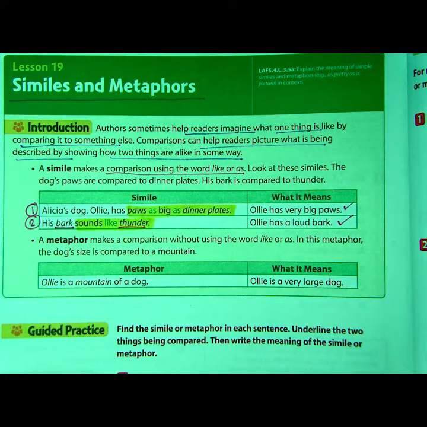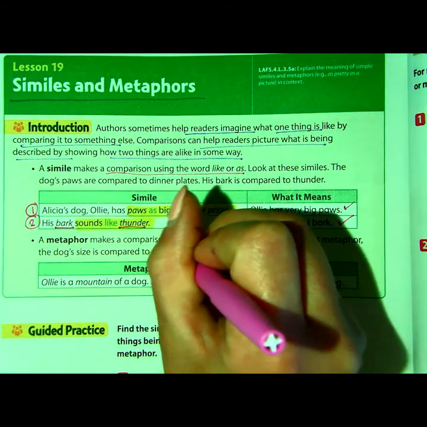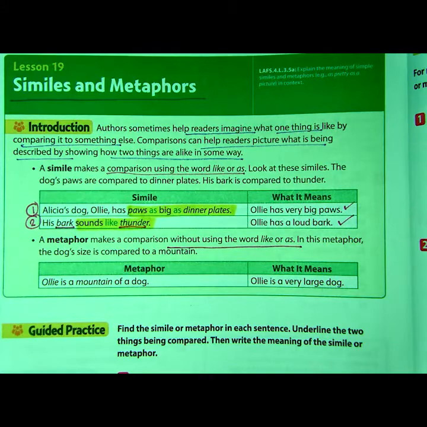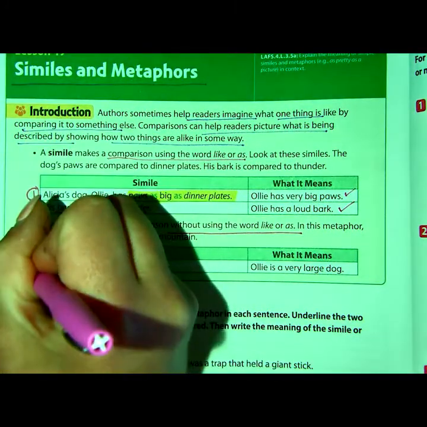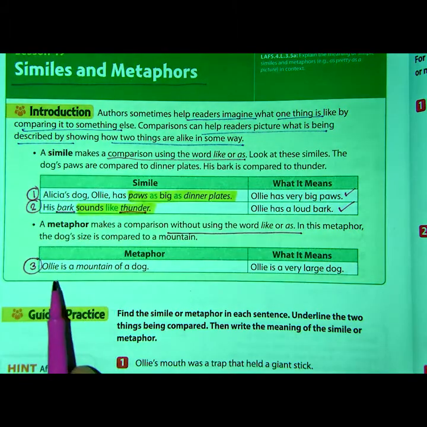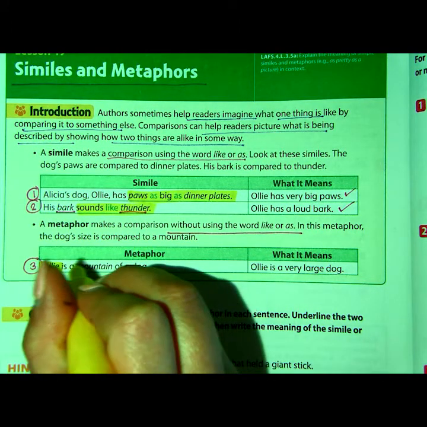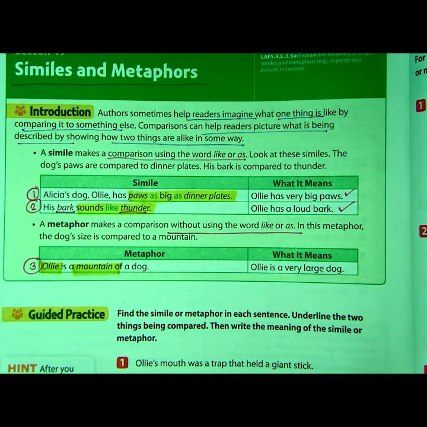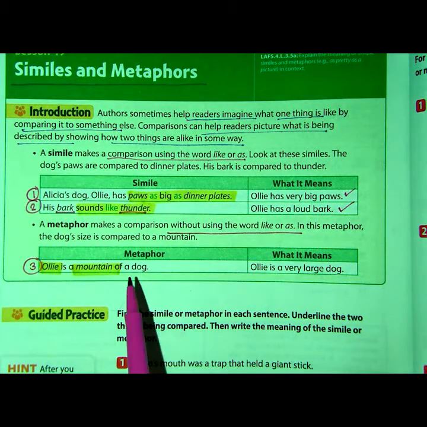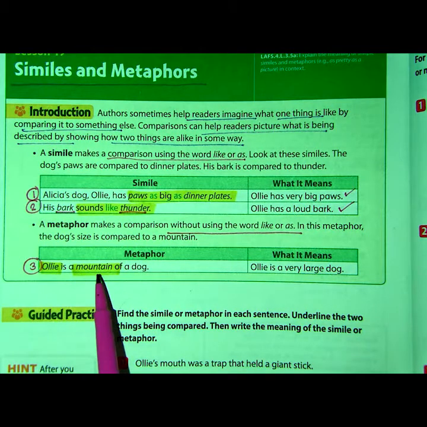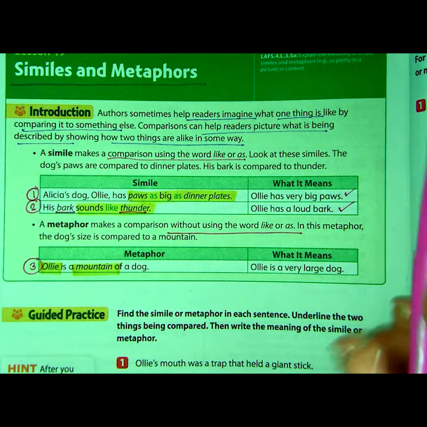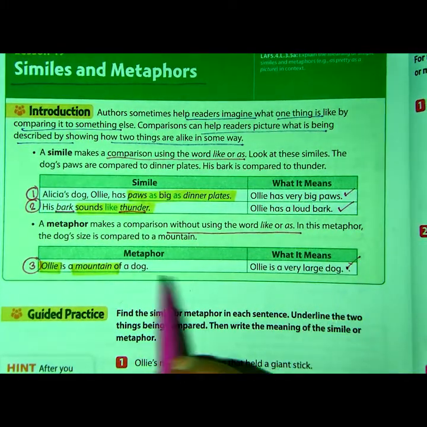So then what's the difference between a simile and a metaphor? Well, similes, we said, use the words like or as, and a metaphor compares two things without using the words like or as. So let's take a look at this example. We'll number this sentence number 3. Ollie is a mountain of a dog. Do you see how they just called Ollie by something else? They compared Ollie to a mountain, but they didn't use the words like or as, so it's slightly different. But we still have a pretty good idea of the size of Ollie thinking about this comparison. He is a very large dog because we know mountains are very large.